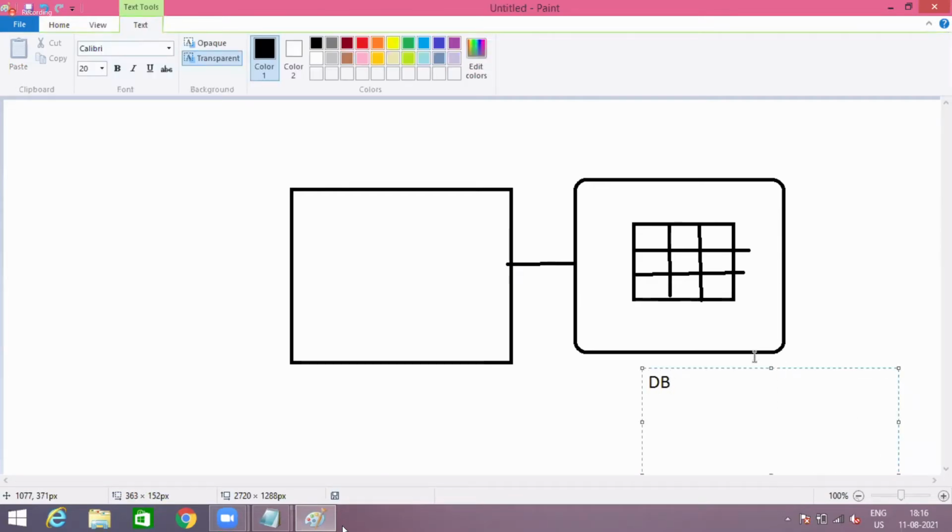So anything is stored in the form of tables in RDBMS. Not only storing the data is important, the data should be properly organized. If the data is not properly organized, accessing is difficult.